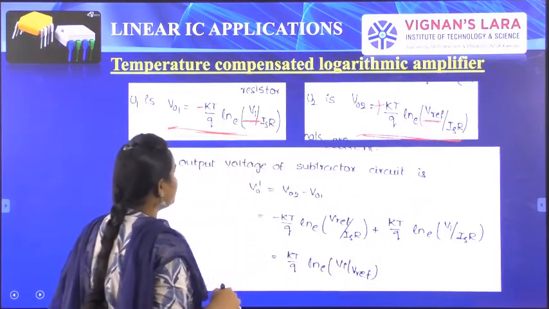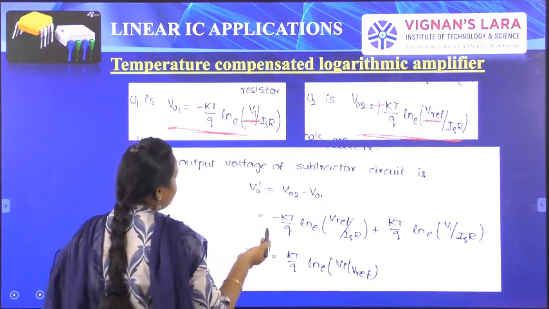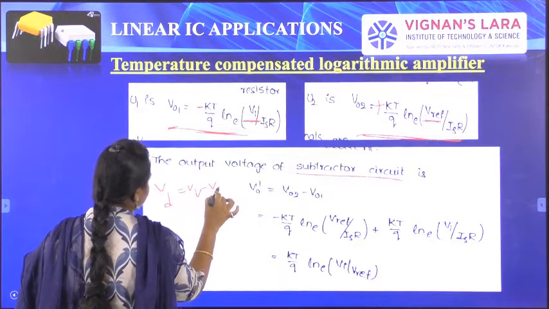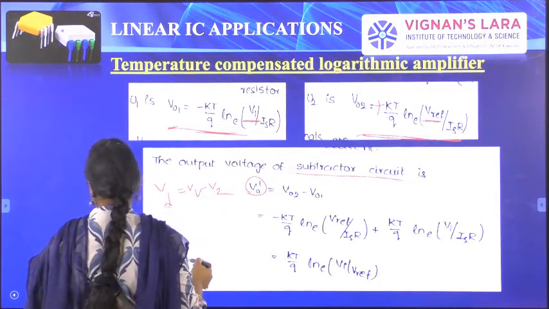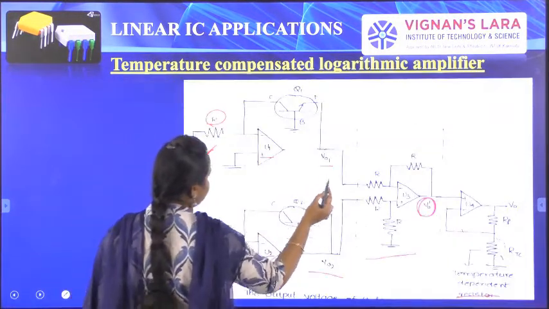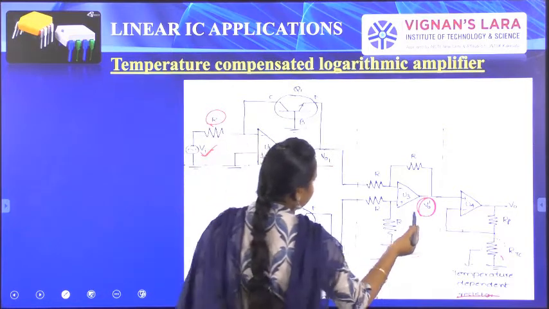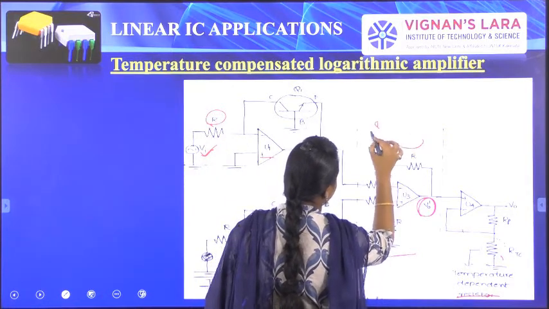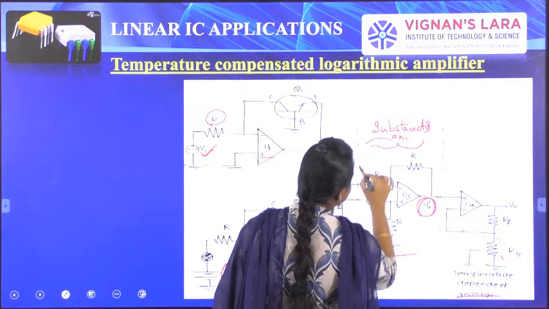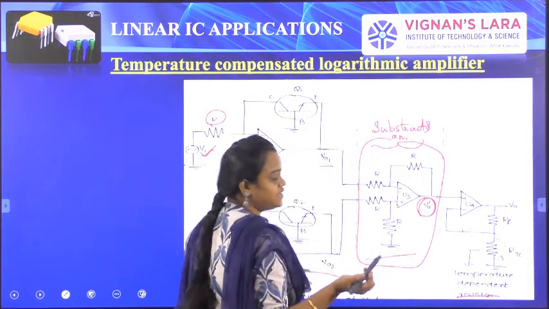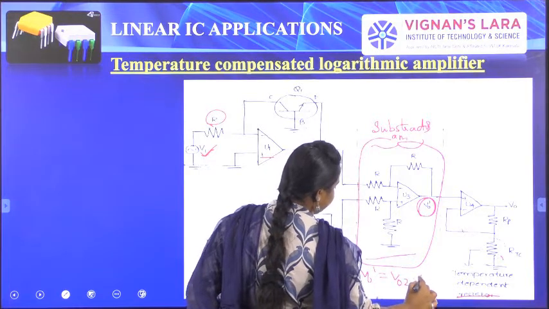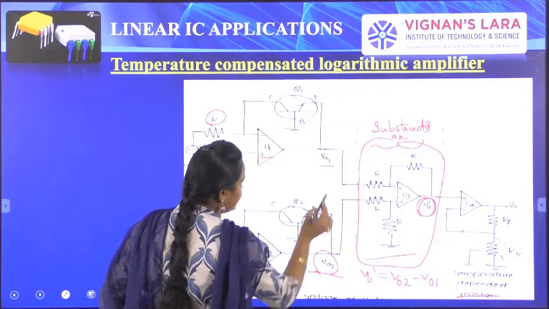The output voltage of the subtractor circuit, we already know from the differential amplifier, VD is equal to V1 minus V2. Here VD is V0 dash. That means the output from the circuit is V0 dash. This is the differential subtractor amplifier. This is the circuit for the subtractor amplifier, also called a differential amplifier. So the output V0 dash is equal to V02 minus V01.